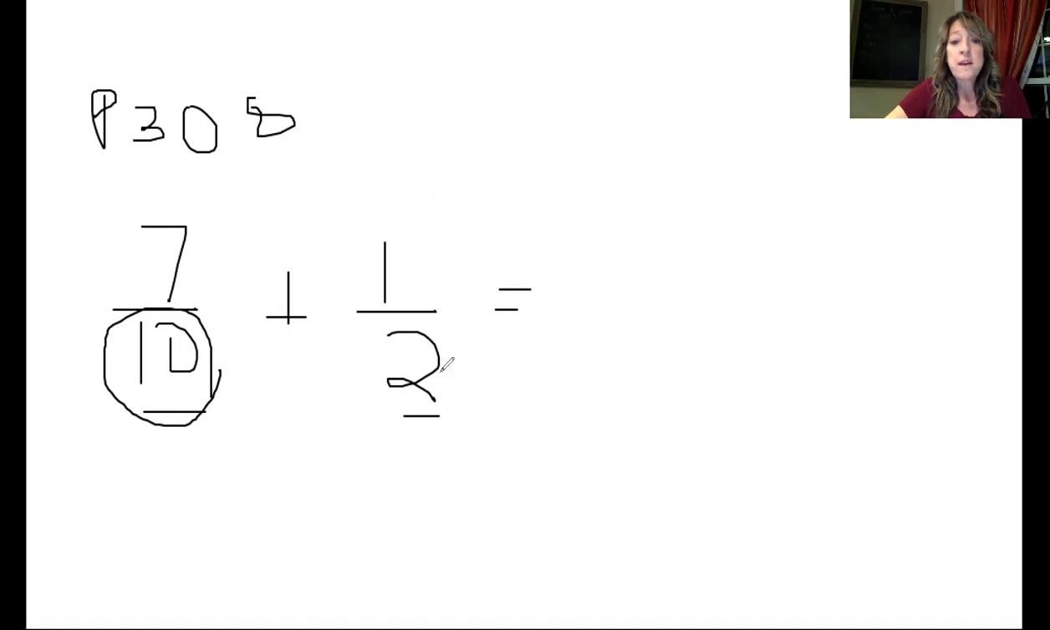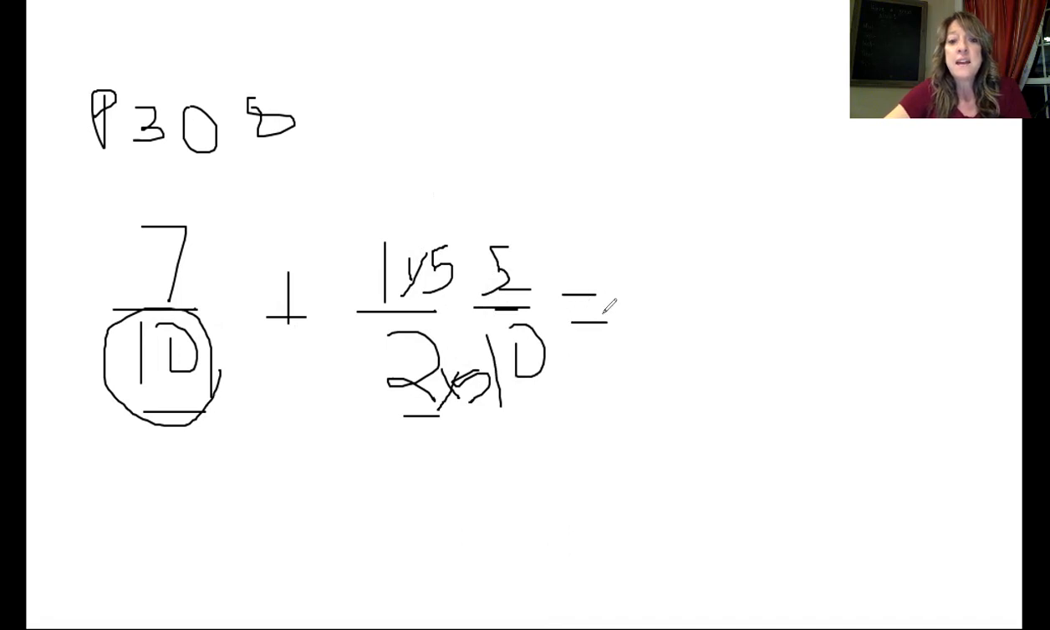So what times 2 is going to give me 10? In your homework, you have to do what number you multiply by, and then you have to give me the equivalent fraction. So I know 2 times 5 is 10. 1 times 5 is 5. My equivalent fraction of 1/2 is 5/10.